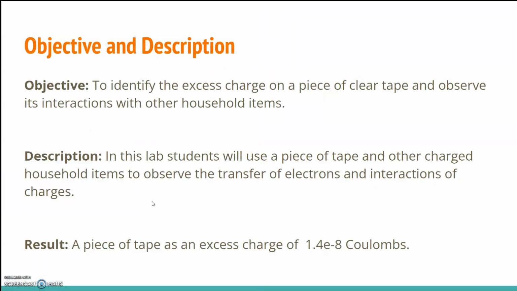The objective of this lab was to identify the excess charge on a piece of clear tape and observe its interactions with some other household items like a table or a pen. So in this lab, the students are going to be using pieces of tape, and other charged household items to observe a transfer of electrons and these charge interactions. And as a result, I calculated that a single piece of clear tape has an excess charge of about 1.4 times 10 to the negative 8 coulombs.